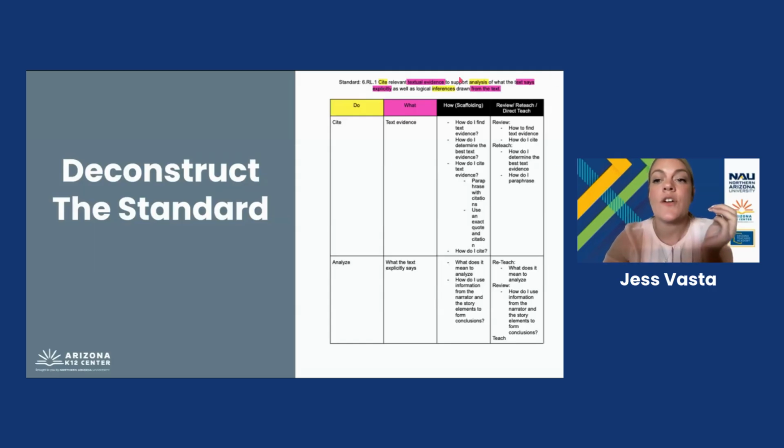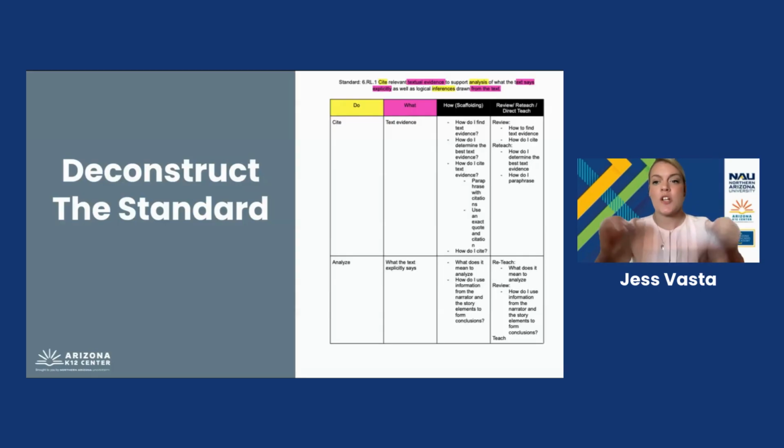And then from there, you're going to start scaffolding. What I mean by that is you're going to think of the fundamental foundational skills that students have to know how to do to cite, and the foundational skills and concepts that they need to know how to do to analyze. We're breaking the standard into smaller pieces every single time. So when I cite textual evidence, do my students know how to find text evidence? Do they know how to determine what the best or the most relevant evidence is?